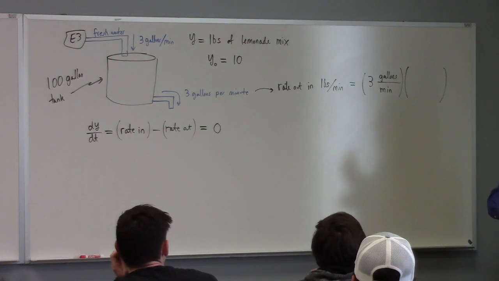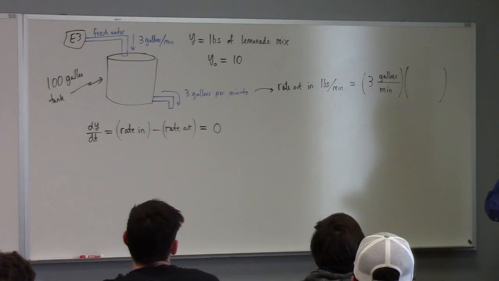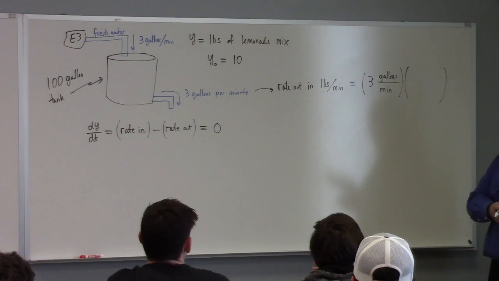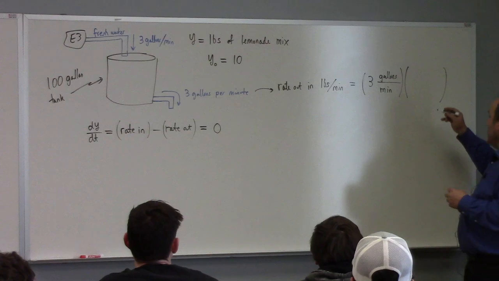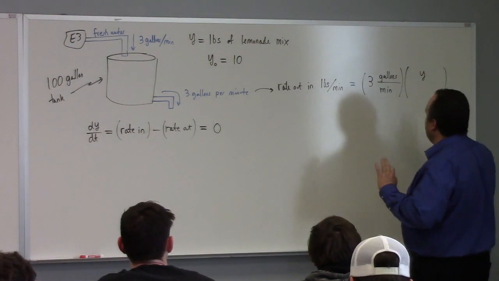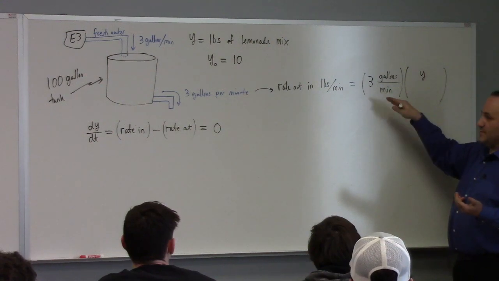So what does the rate of lemonade per gallon depend on at any particular time? It depends on how much Y is in the tank, right? So this should be a function of Y. So what we want here is Y, but the units wouldn't be right on this yet, right? Because Y is in pounds. So this would give me a pounds gallon per minute.